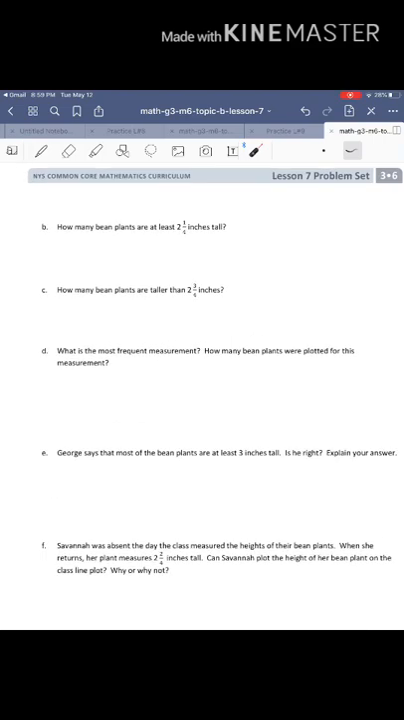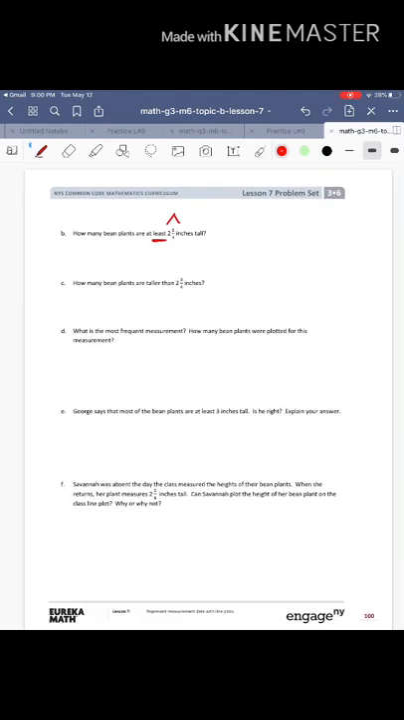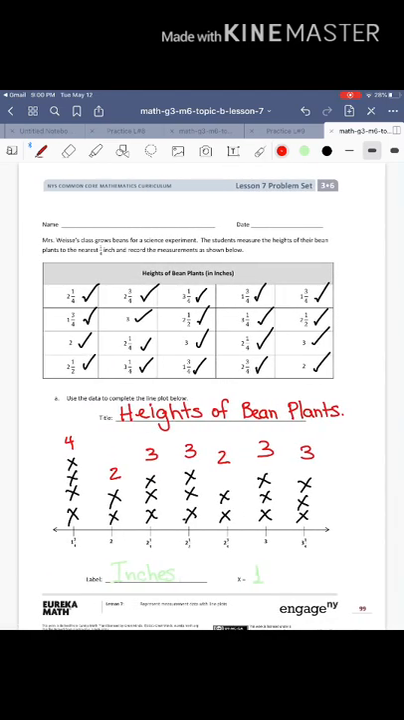It says letter B. How many bean plants are at least 2 and 1/4? I want to make something clear. When it says at least, that means whatever is on the 2 and 1/4 and up. So we're going to look for all of them that are at least or on the 2 and 1/4 and up. So let's see how many we have.